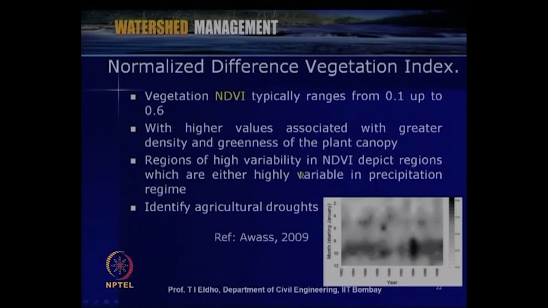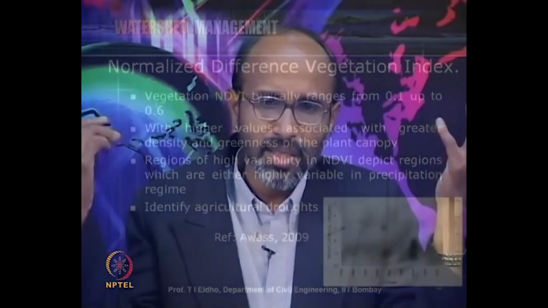Then regions of high variability in NDVI depict regions which are highly variable in precipitation regime. Generally this NDVI is used to identify agricultural droughts or agricultural land, how the vegetation is varying, and with respect to NDVI we can identify whether that particular crop is prone to drought through this NDVI index.